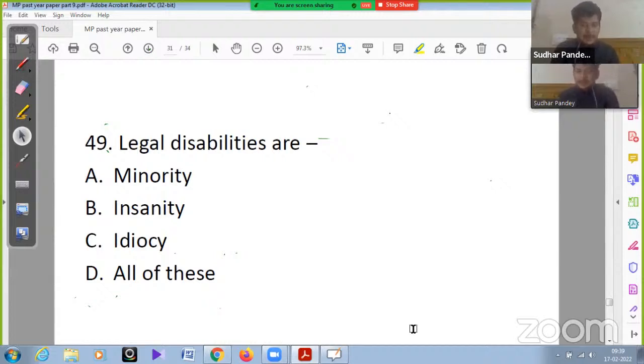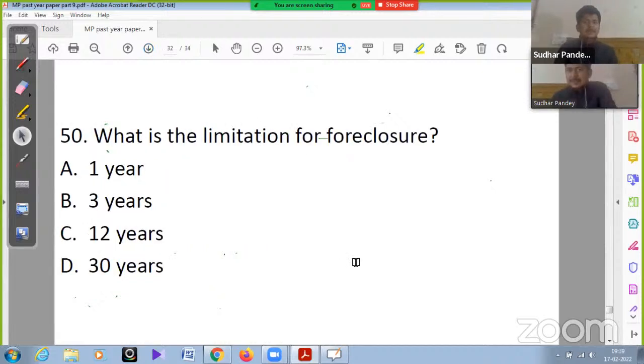When a person is minor, idiot, or insane, that particular person cannot file a suit. So all these are legal disabilities. Maniac Grover ji, yes, 49D is the correct answer. Harshvardhan ji, 49D is the correct answer.